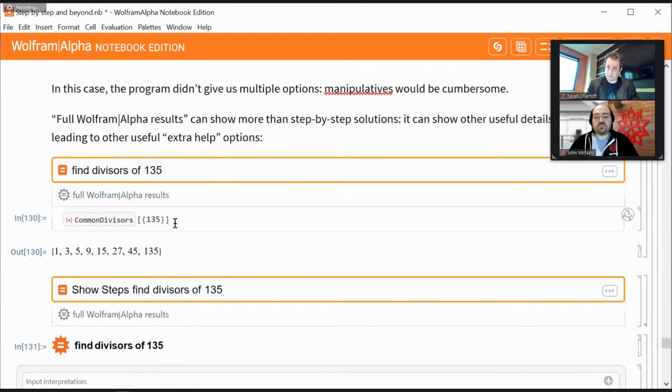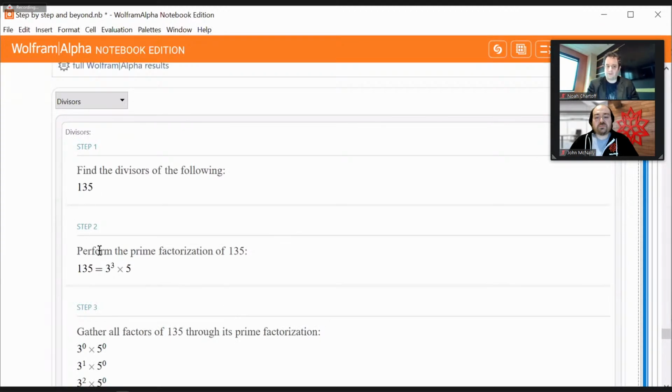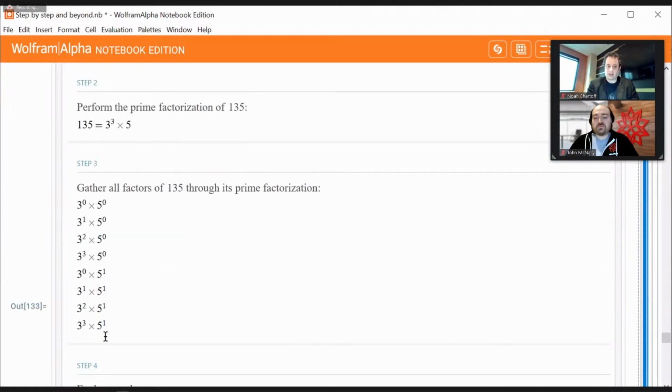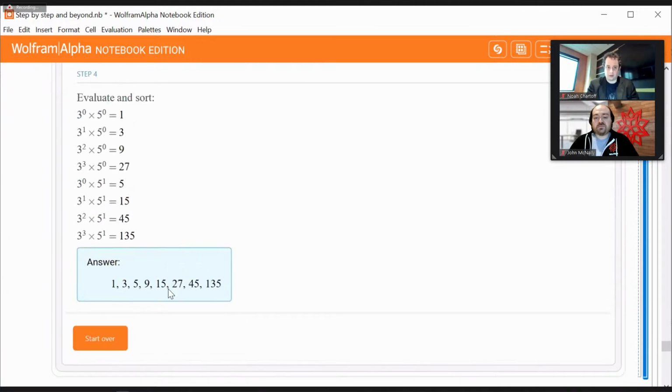Well, the program understands my query, translates that into code, and then the code answers the problem. I can also say to it, show steps, find divisors of 135. And here it comes. It will then do the work and explain that it did that by finding the prime factorization and then multiplying all of the various prime factors by each other to all of the powers that they could have in some combination, and getting all of those answers.